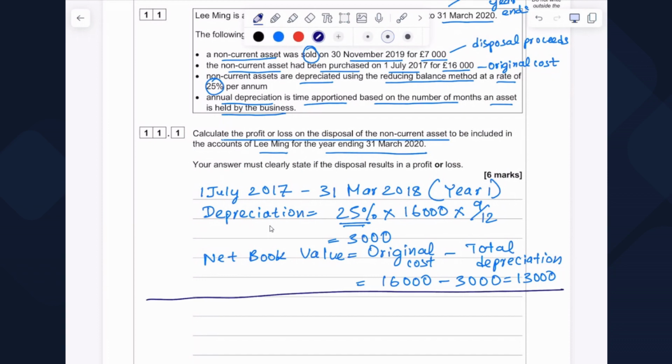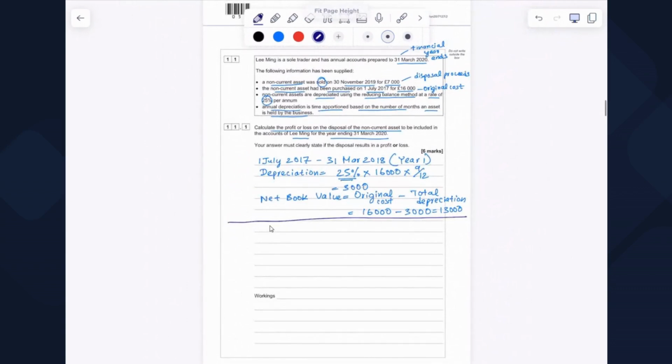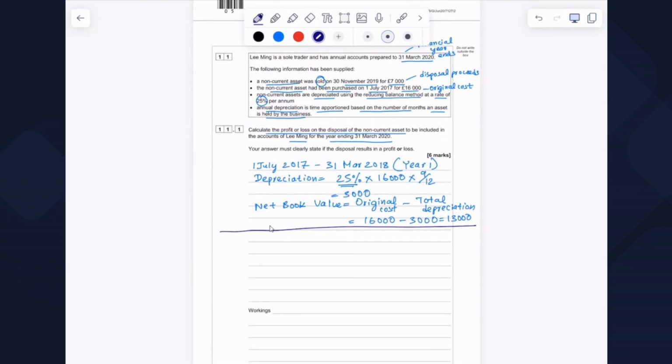Now we're going to move into the second year of usage for this asset. So the second year starts on 1 April 2018 and ends on 31 March 2019. So in this second year of usage, the asset was used for the entire 12 months, starting 1 April 2018 and ending 31 March 2019. So what we have to do is calculate the depreciation expense using the reducing balance method in the second year.